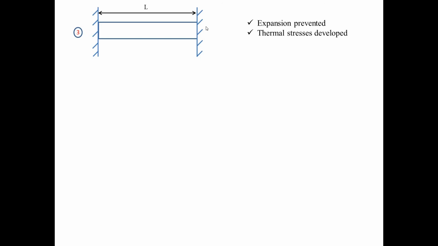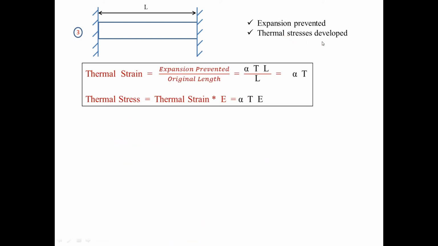Now for the temperature stresses, the body has to be prevented. So the expansion has to be prevented. If you are putting a support over here, that means whatever expansion there is, is being prevented. In that case, the thermal stresses will get developed. So how do we get that particular thermal stress?